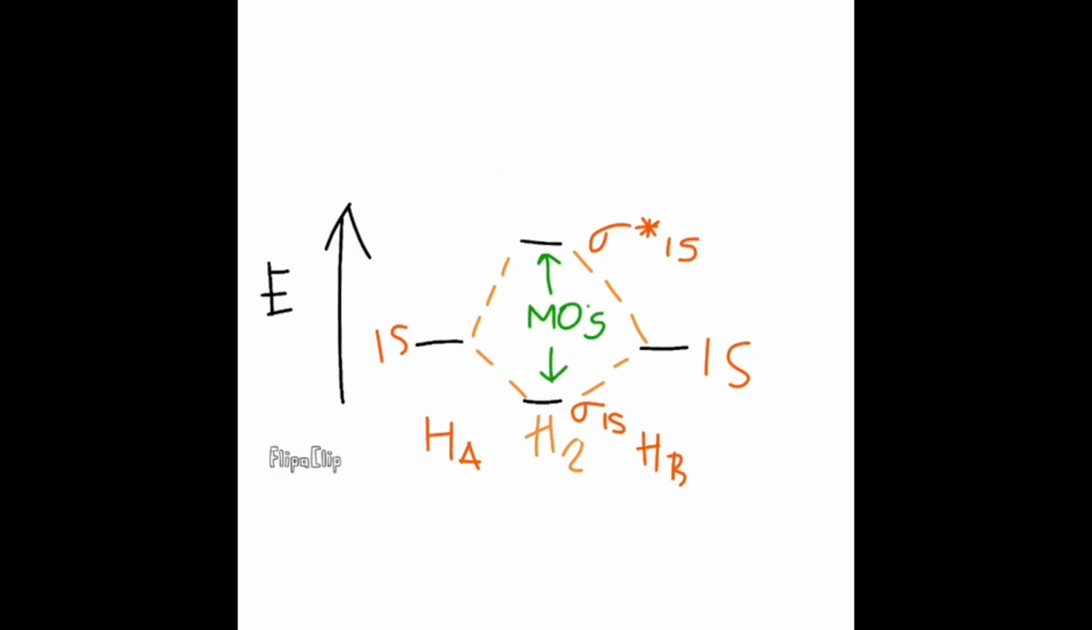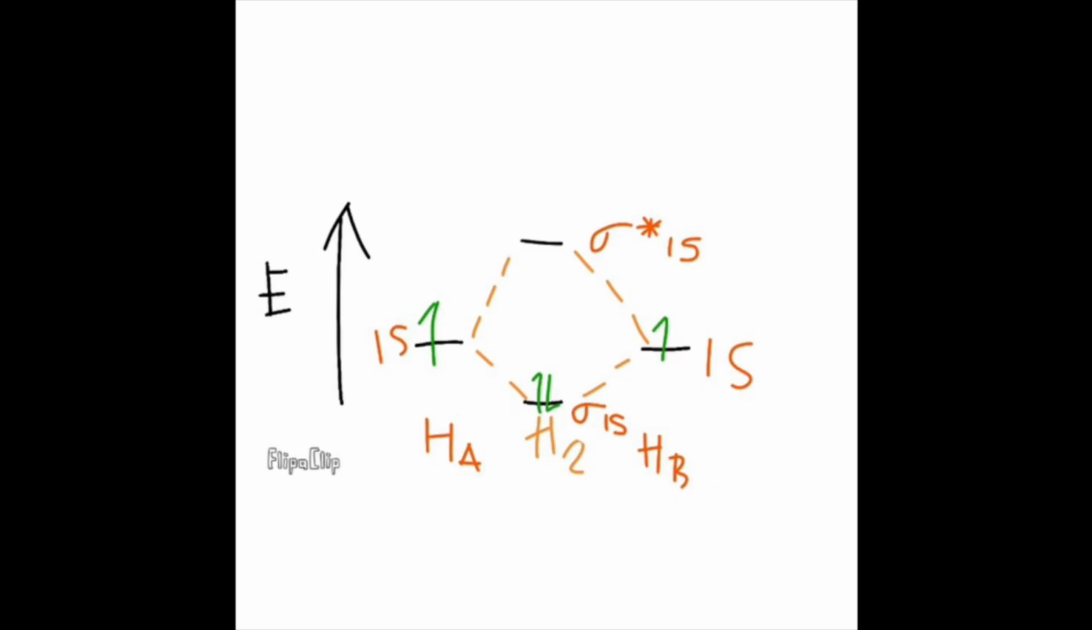One electron is drawn in each of the atomic orbitals. This represents the individual hydrogen atoms. The electrons are then filled into the molecular orbitals, starting with the lowest energy orbital, which in this case is the 1s bonding MO. Both electrons are placed in this molecular orbital, so there are none in the anti-bonding MO.